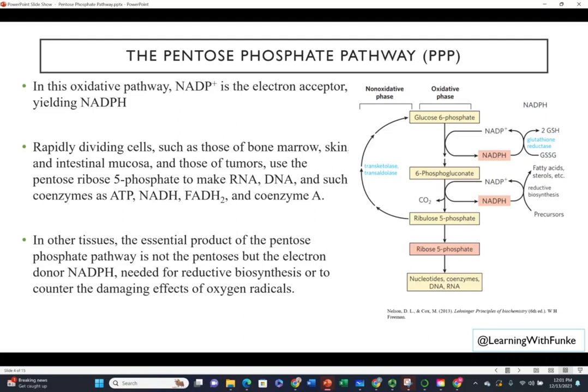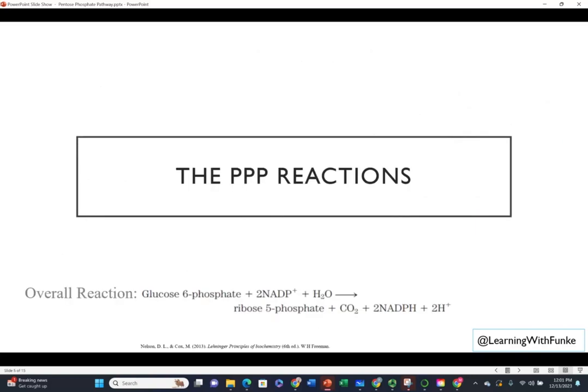Rapidly dividing cells like your skin, your intestinal mucosa, and even tumors, they use this pentose ribose 5-phosphate to make RNA, DNA, and other coenzymes like ATP, NADH, FADH2, and coenzyme A. And in other tissues, for the PP pathway, the essential product isn't just the pentoses, but you also need this NADPH as it's needed for reductive biosynthesis, and it's important to help with countering damaging effects of oxidation radicals in the cells. All right, so now let's go straight into the PPP reactions.